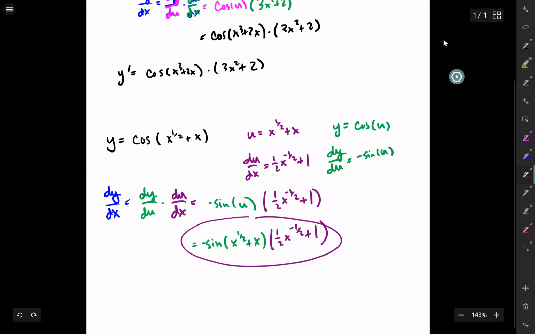And again, if you're getting faster at this, you would just say that y prime is, well, what's the derivative of the outside function? That's negative sine of something. You plug in the x to the 1/2 plus x, and then you multiply by the derivative of that, which is 1/2 x to the minus 1/2 plus 1.